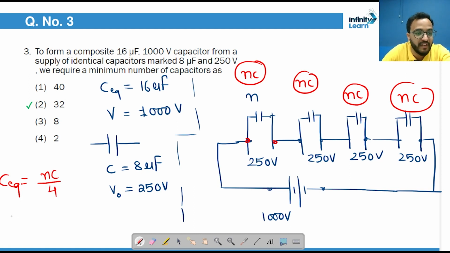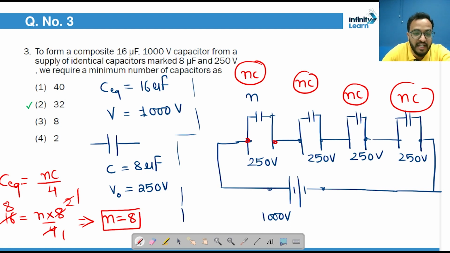Now what is C equivalent we desire? 16. And what is C that is given? 8 upon 4. So tell me, 4 ones are 4, 2s are 2, ones are 2, 8s are 8. That means n is equal to 8. So we need to put 8 capacitors in parallel, right? In parallel in every section.